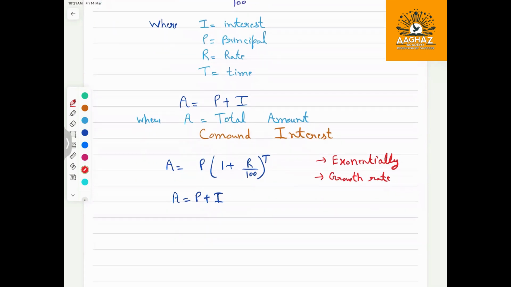And also in the question, if the examiner says that R increases, then you will take it positive. If R decreases, then it will be negative. R increases, then it's positive. R decreases, then it's negative. Okay.